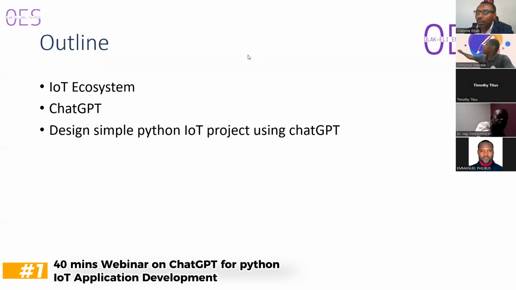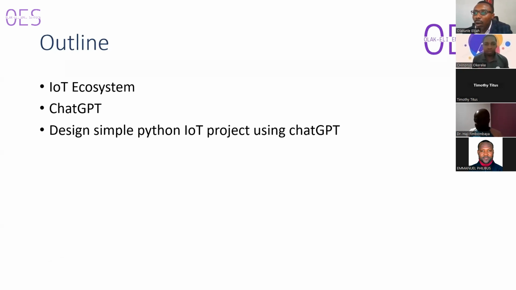To achieve this objective, I'll be focusing on a little bit of discussion on the IoT ecosystem, just to give you an overview for some of us who are not very familiar with what the IoT is all about. Then I will talk about how to use the ChatGPT, just a brief introduction there. Then we'll look at a case study where we use the ChatGPT to help develop a simple IoT project to monitor the temperature and humidity using the Raspberry Pi Pico W.